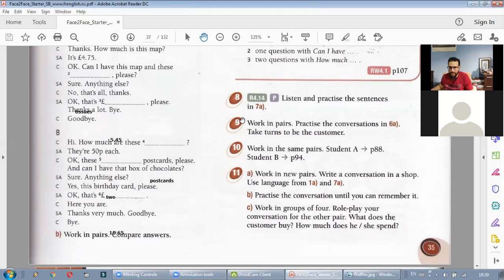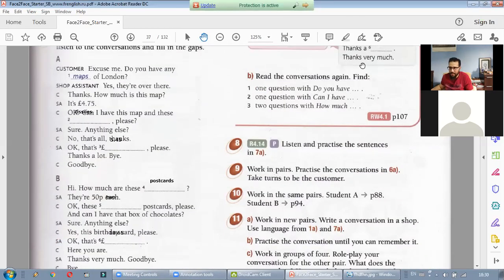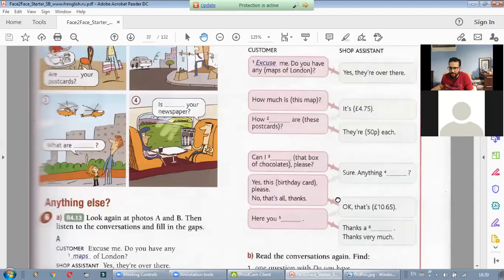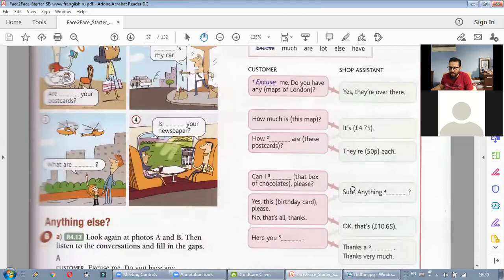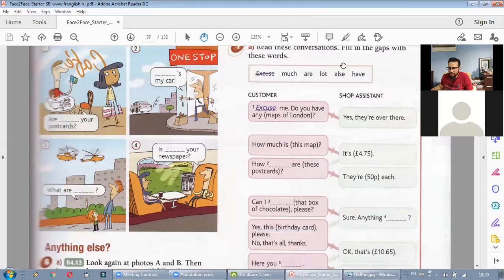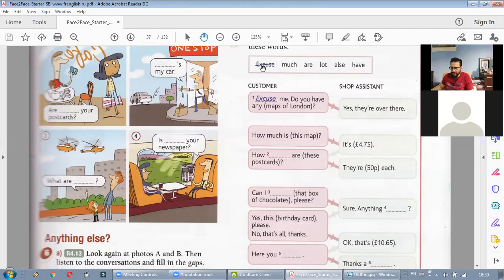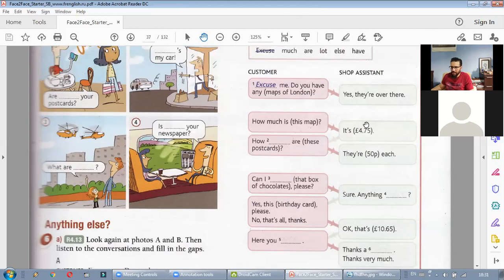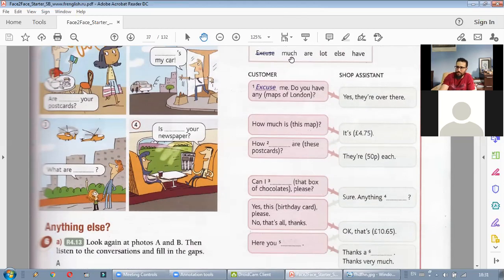Where is it? اللي هي بيكون number 7. Okay, this one is good. Okay, خلينا نقرأ السؤال. In a shop. Okay, so read these conversations. Fill in the gaps with these words. Okay, so we have 5 words, 6 words. استعملنا واحدة منهم، معناها عندنا 5 words. So we have a conversation between customer and shop assistant, and we want to write these words. Okay, so the words are much, are, lot, else, have. هذه الكلمات اللي حنستعملهم. These are the words.